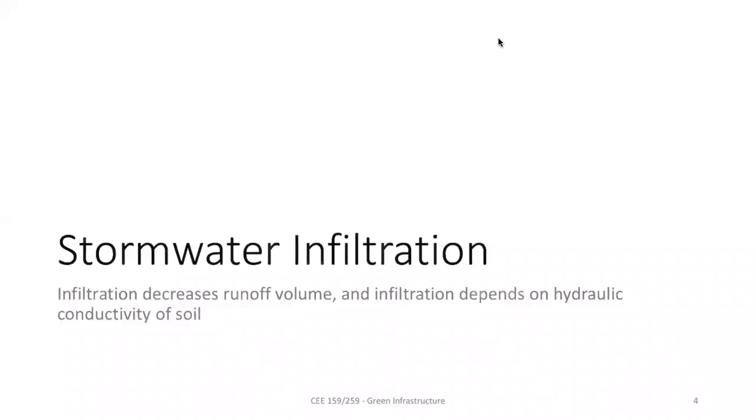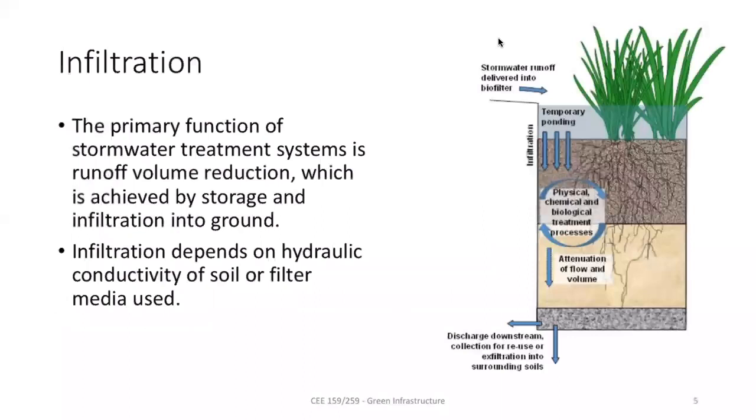The first part of stormwater treatment design is to increase infiltration, because without infiltration, there is no reduction in runoff volume, or there is no treatment. So there are a couple of ways to increase infiltration. The first function, as I said, is to improve infiltration so that you can reduce runoff volume.